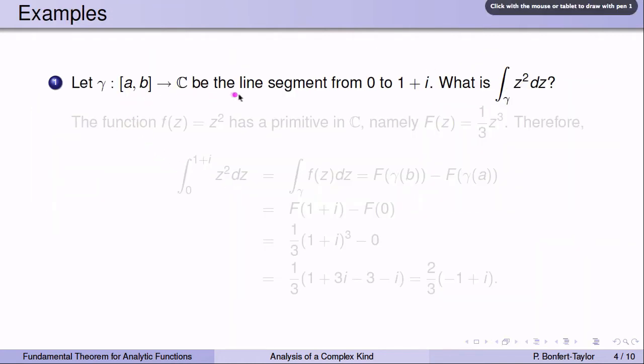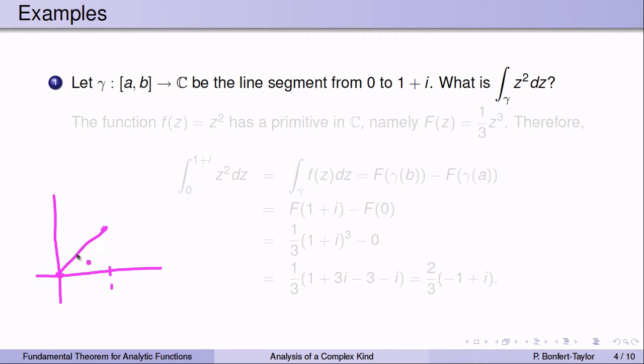Suppose gamma is the line segment from 0 to 1 plus i. There's 0 and there is 1 plus i, and so here's this line segment from 0 to 1 plus i. And let's look at the function z squared. The question is, what is the integral over gamma of z squared dz? Well, the function z squared has a primitive in all of C, namely 1/3 z cubed, because the derivative of 1/3 z cubed is 3 times 1/3 z squared, which is z squared.